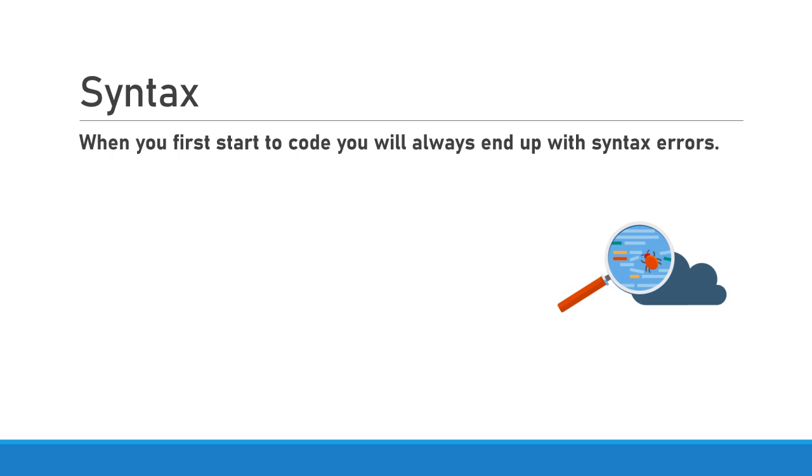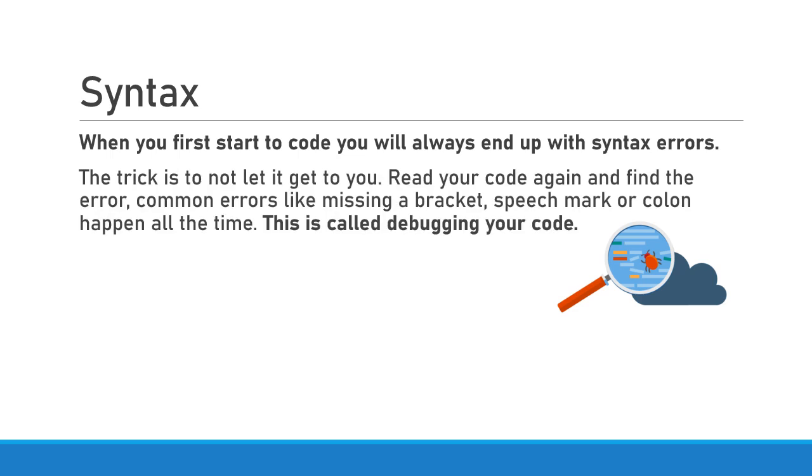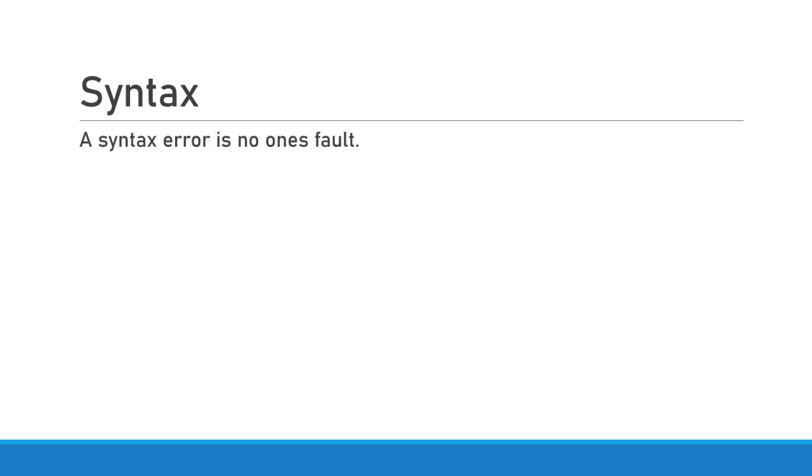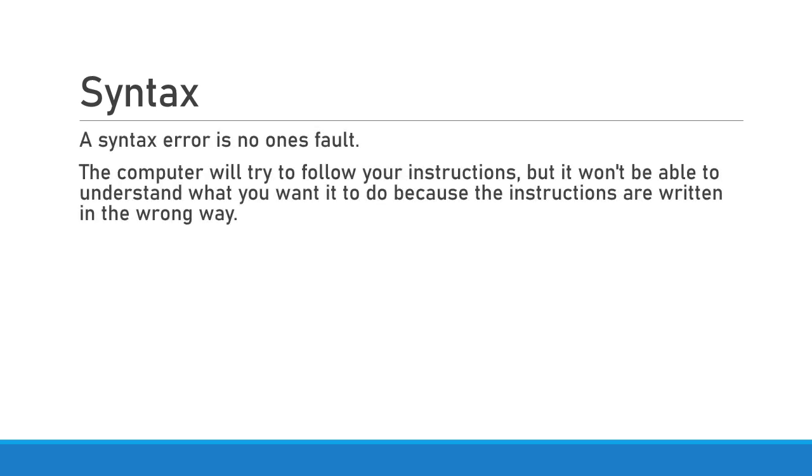When you first start to code, which is the journey we're starting today, you're always going to end up with syntax errors. I've been coding for nigh on 20 years, and I still have syntax errors in my code. But the trick is to, number one, not let it get to you, but number two, read your code again. The more you code and the more you practice writing code, the better you get at debugging your code, figuring out if there are any syntax errors before you even run it. But bottom line is, a syntax error is no one's fault. The computer's trying to follow your instructions, and you have tried to write those instructions correctly.